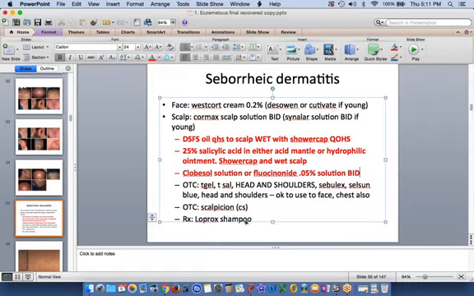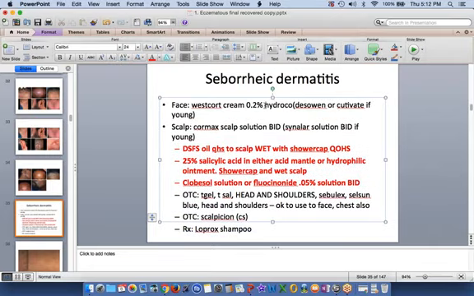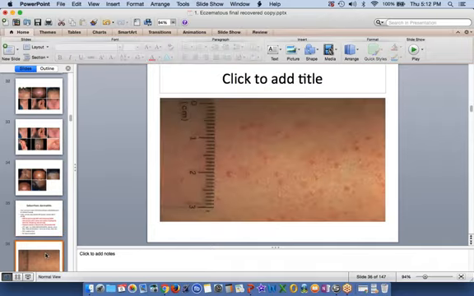Some people use Loprox shampoo because there have been thoughts that maybe all this is due to fungus. I'm not a big believer, but if you want to use it and see, try it. I can't tell you that it doesn't work. Westcort cream or ointment is something I like to use, but I never use it as a trade name. It's also known as hydrocortisone valerate. But this is a good introduction to the way you approach seborrheic dermatitis.